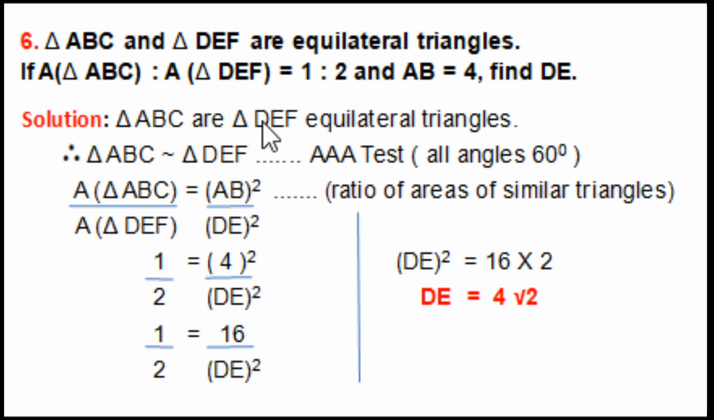Triangle ABC and the triangle DEF are equilateral triangles, therefore they are similar also. Why similar? Because all angles are 60 degree. We know the properties of equilateral triangle, all the angles are 60 degree, therefore these two triangles ABC and DEF are similar by AAA test, angle test. Then we take the ratios. Area of triangle ABC upon area of triangle DEF is equal to square of AB upon square of DE, ratios of areas of similar triangles.